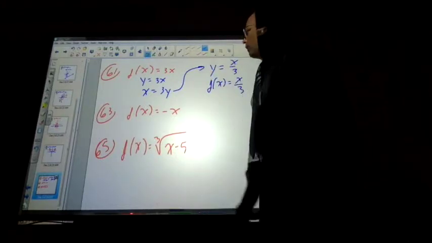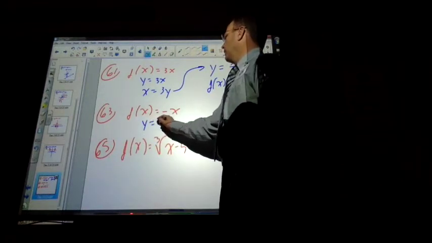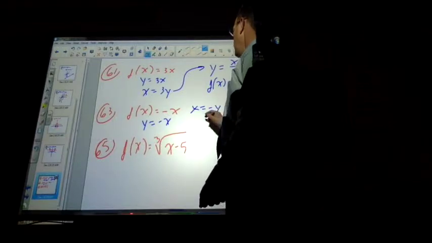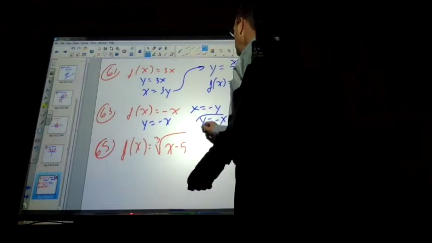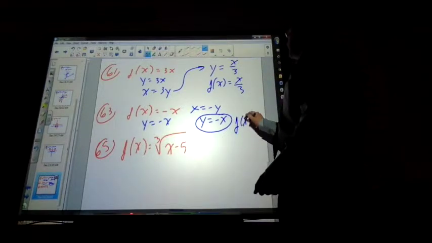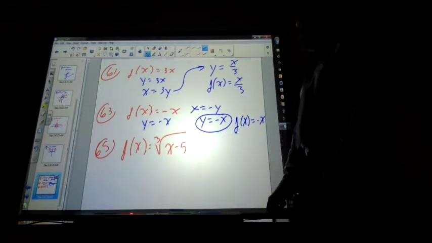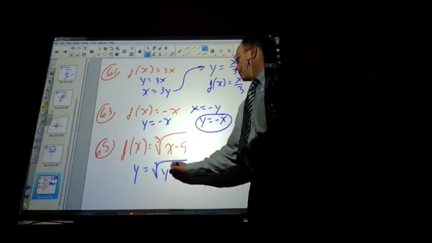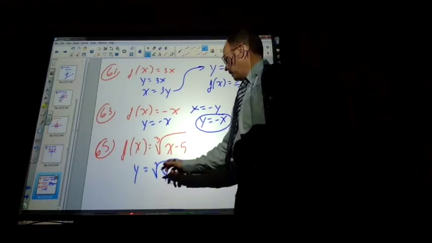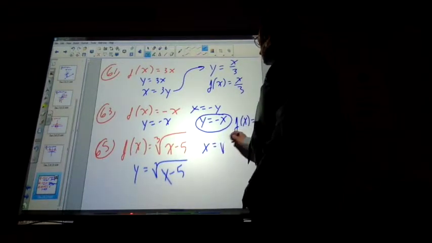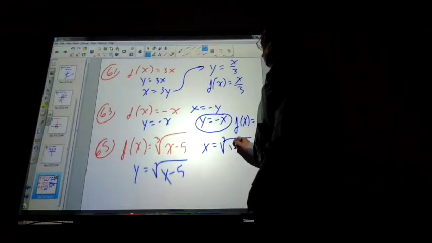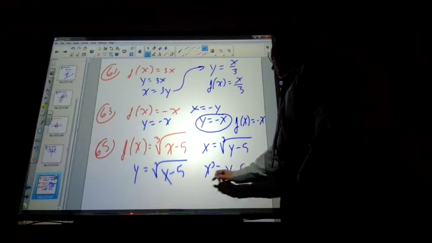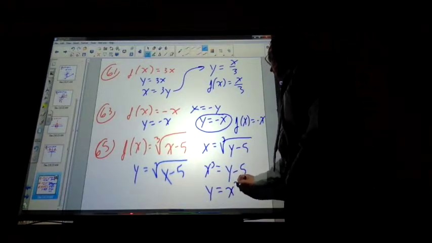That's your inverse. This one, I'm going to go y equals negative x, flip-flop x and y. X equals negative y, so y equals negative x. So you could write that as function of x is equal to negative x. There's your inverse. And then last one. Flip-flop x and y. Cube both sides. So I get y equals x to the third plus 5.